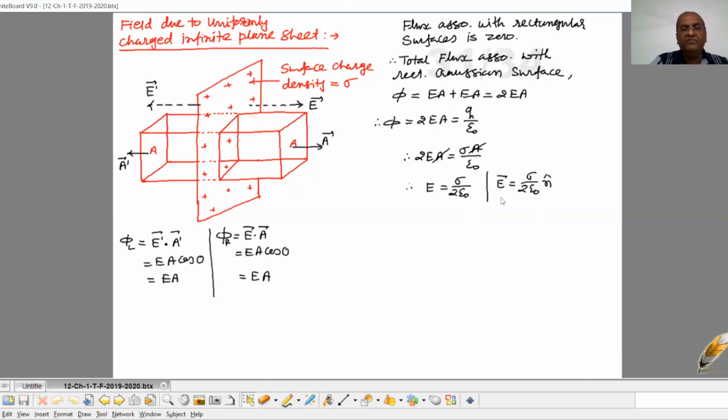In vector form we can write the electric field as sigma upon 2 epsilon 0 n caret, where n caret is the unit vector in the direction of the electric field. Clear to all of you?